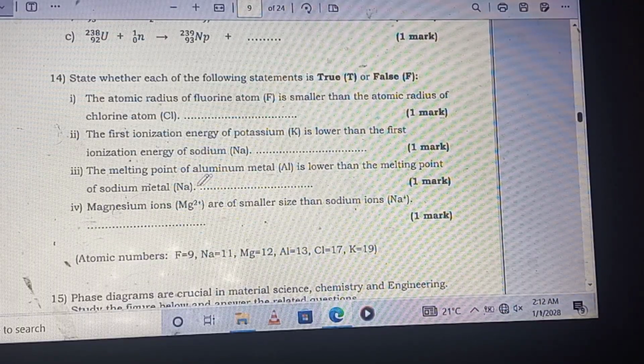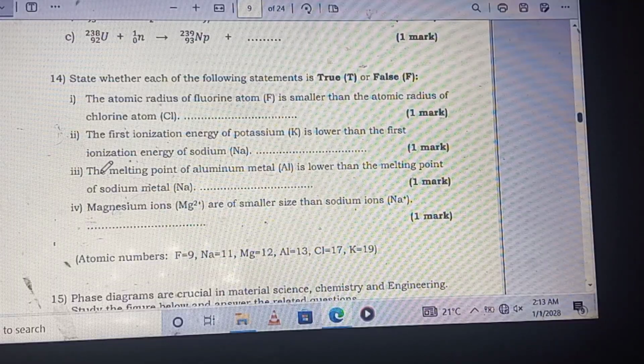III. The melting point of aluminium metal is lower than the melting point of sodium metal. What do you think? The correct answer is false. IV. Magnesium ions are smaller in size than sodium ions. What do you think? The correct answer is true.